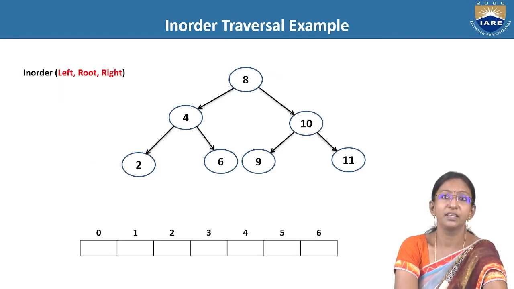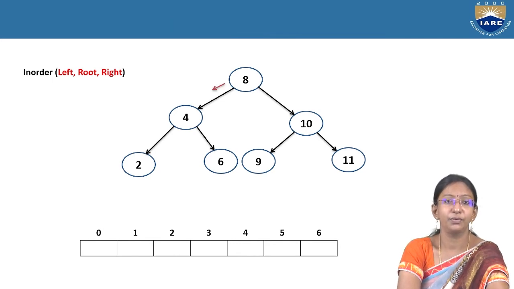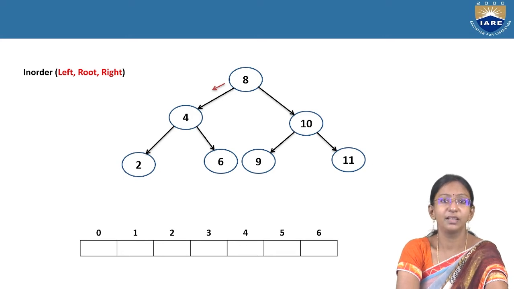So if this is the binary tree I'm talking about, first of all, start from the root, always from the root. On the left side, 4 is still having a left. Go towards the left. 2 is not having a left. So print 2. Now go to the root, 4. Print 4, then go to its right child. Is it having any left? No. 6 is there. Print 6. It is not having any right.